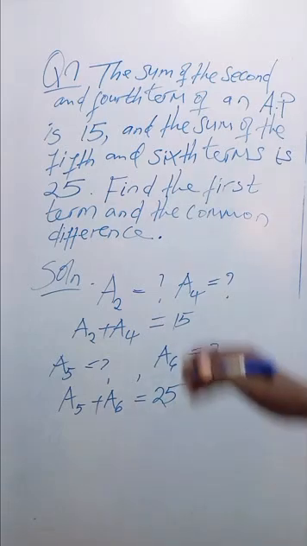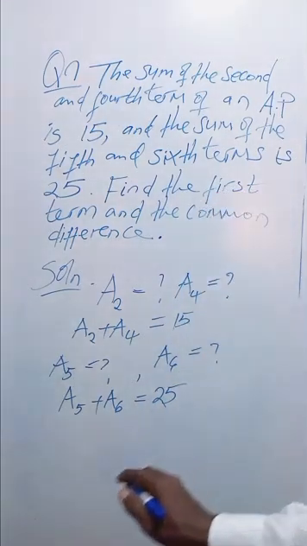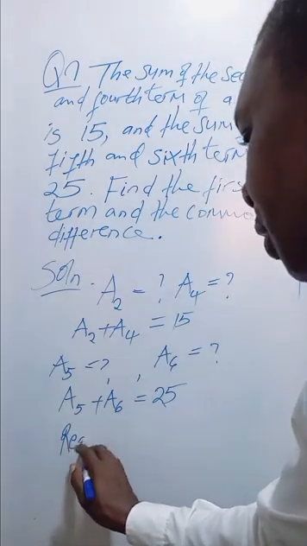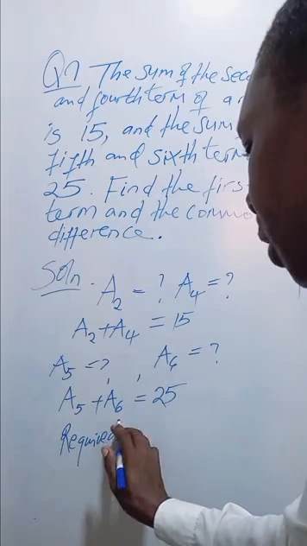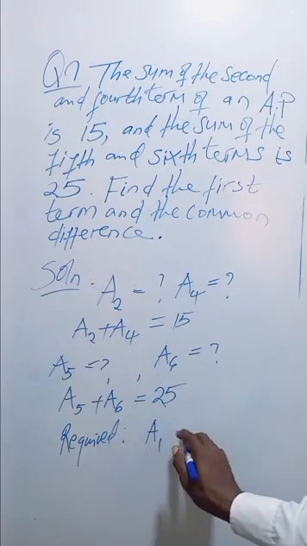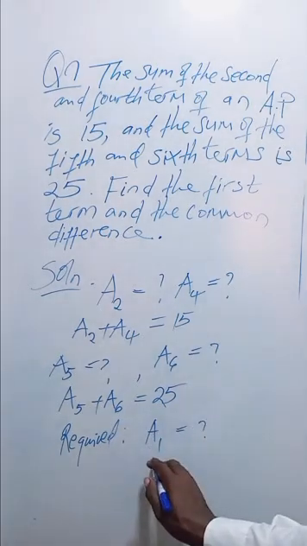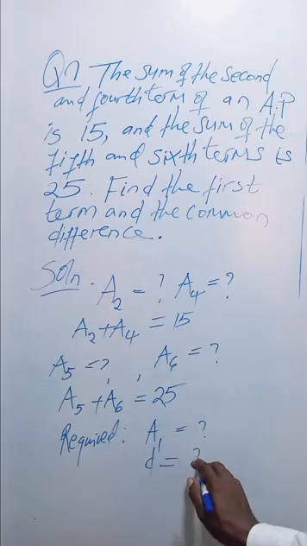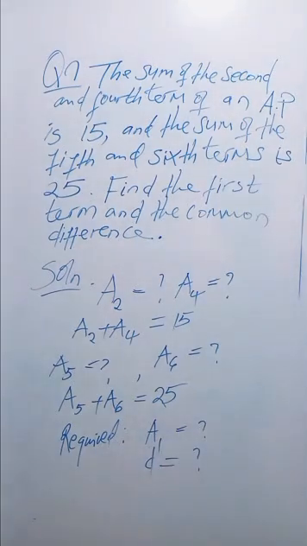And what are we supposed to find? We're supposed to find the first term, this is A1, and also the common difference, D. This one is also unknown. Okay, I've defined the terms. A stands for arithmetic, D stands for common difference. So there we are, and that's the only information we have from this question.